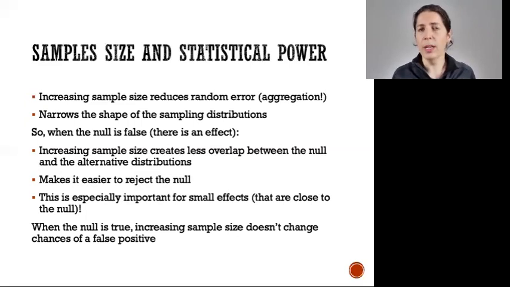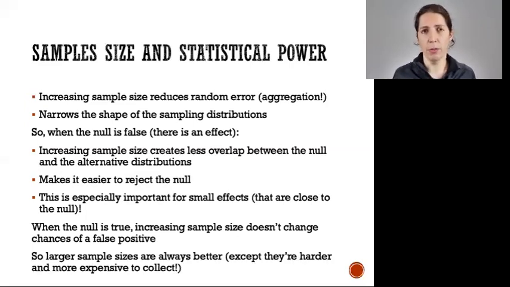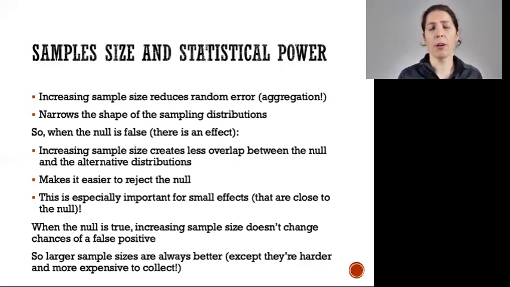When the null is true, increasing your sample size doesn't change your chances of a false positive. It's still alpha% when the null is true, or 5% when alpha is 0.05. So increasing your sample size is always a good thing from a statistical error point of view. It always reduces your chances of a false negative error, and your chances of a false positive error stay the same. So larger sample sizes are always better, except that they're harder and more expensive to collect. So putting aside the costs of actually collecting the data, from the standpoint of statistical validity, larger sample sizes are always better. This is also true in other frameworks besides NHST, even if you're not in the NHST framework.